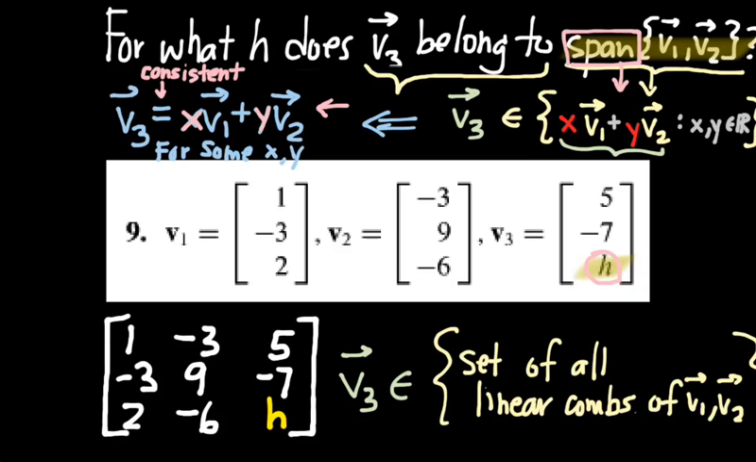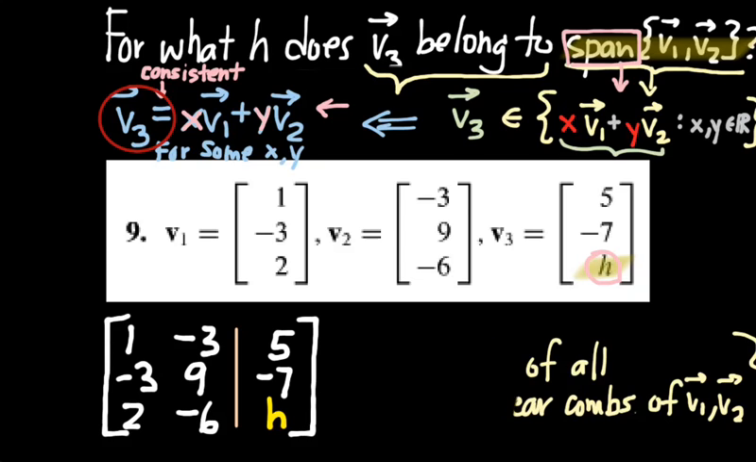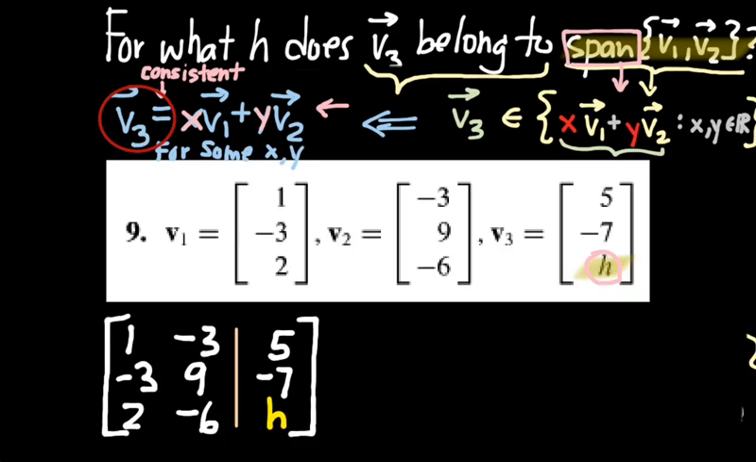Well, that's just it. So what I'm going to do instead is I'm going to put a little augment bar here in this matrix. Because the 5, -7, and h, that's V3, and V3 is already our right-hand side of this vector equation. So let me declutter this piece on the right here to really drive the point home of what this matrix equation is representing for us.